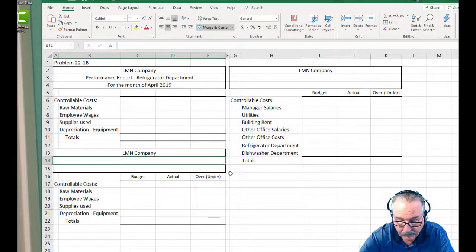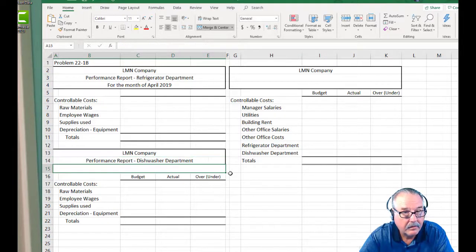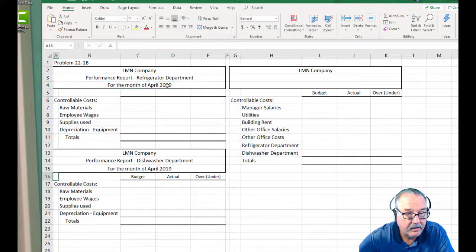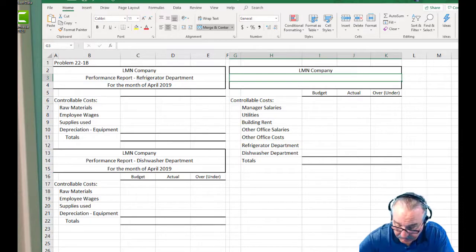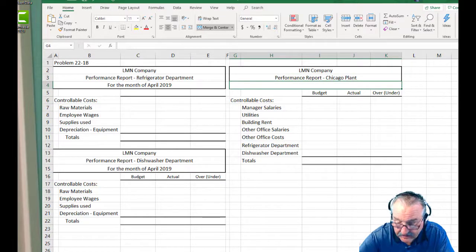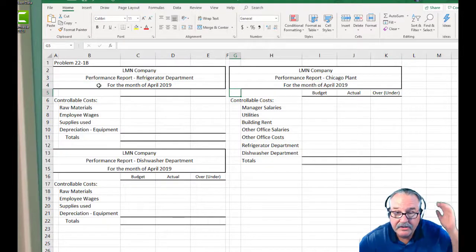This is the performance report for the dishwasher department. And I'll link to, we can link text using the equal sign. And this is going to be the performance report for the Chicago plant, where the manager in the Chicago plant is responsible for the refrigerator and the dishwasher department.